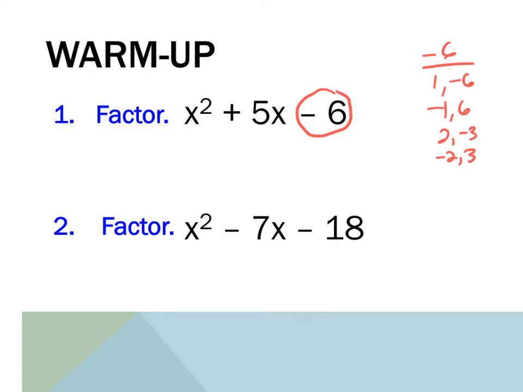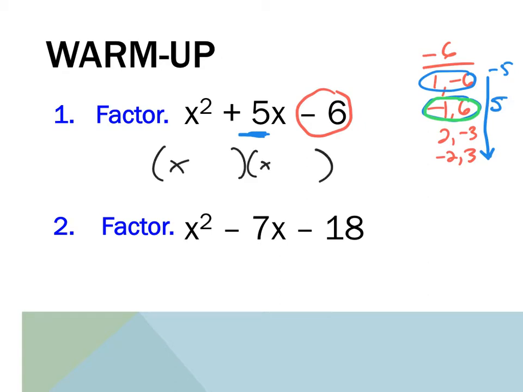And remember, once you have your list, we look at that list and see which ones add up to that middle term of +5. And so if I look through these, notice this first one adds up to -5. This next one adds up to +5. There we go. And so since the -1 and +6 is the ones that add up to +5, then my final answer would be x minus 1 and x plus 6. And that would be the factored form there.